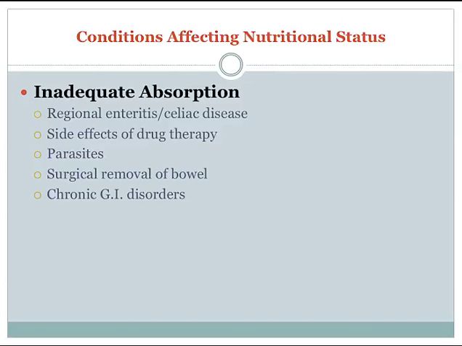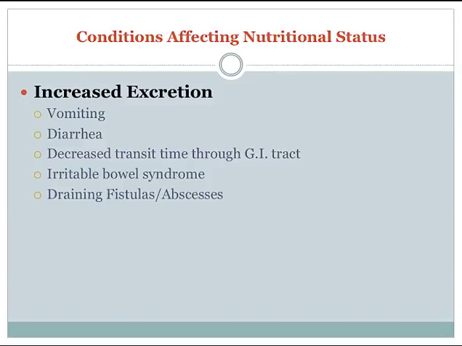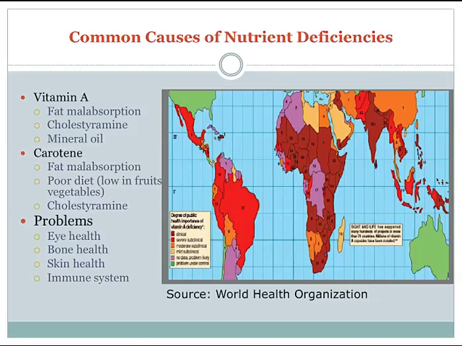Absorption. There are all kinds of things that can affect absorption: drug intake, certain diseases, defective utilization. There can be inborn errors of metabolism where their liver might not be working. There might be drug-nutrient interactions or increased excretion, if you've got vomiting, diarrhea, or something that might cause that problem. And increased requirements, of course: pregnancy, growth, stress, burns, surgery can cause a person to have a higher requirement for certain nutrients.